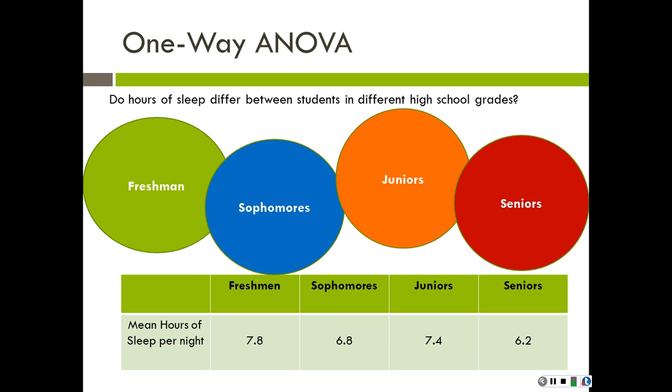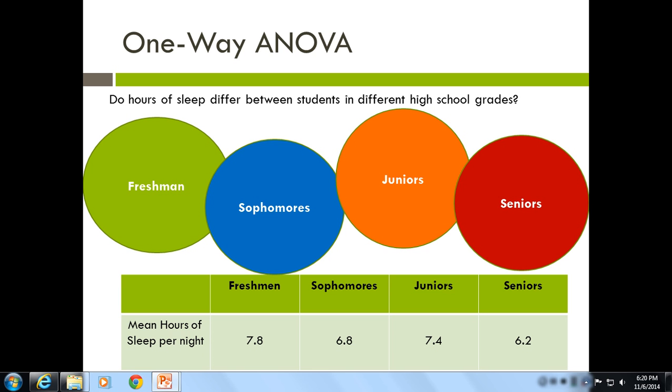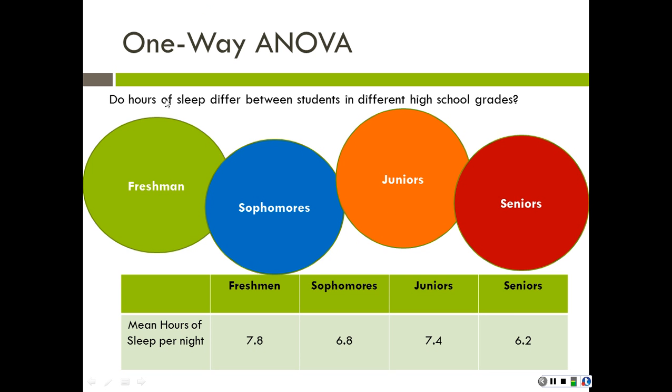What is our independent variable in this one? Hours of sleep. Actually, no. Okay, so the independent variable is actually the grade, right? Because we think grade is influencing hours of sleep. So it's a little backward sounding. So the independent variable is grade. We think that grade is influencing the number of hours you get at sleep at night.